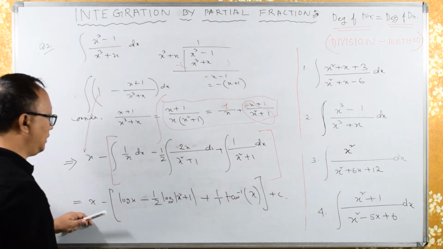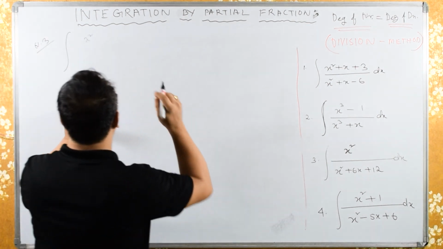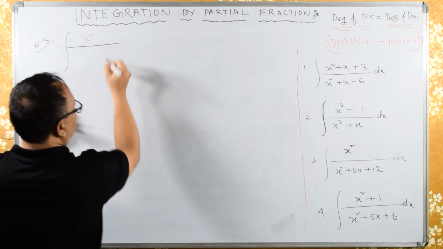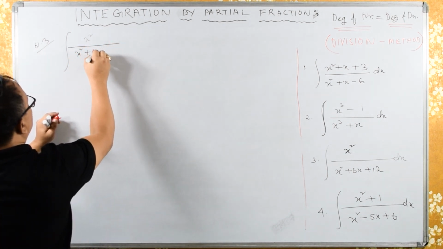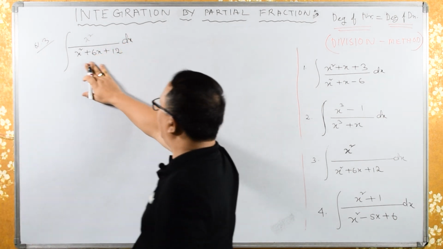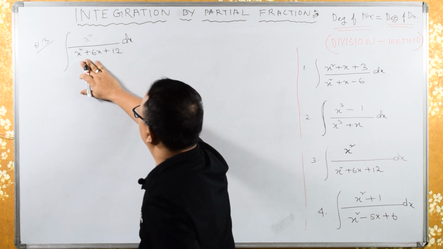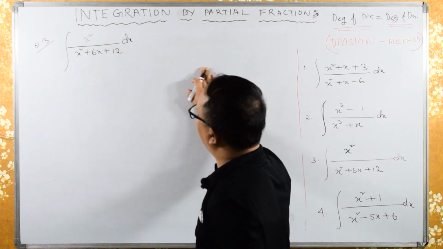Okay, this is the required answer for question number 2. Now question number 3 is x square upon x square plus 6x plus 12. Okay, now look at here, can you factorize this? Let's try it. If you are able to factorize it, it will be an easy one.